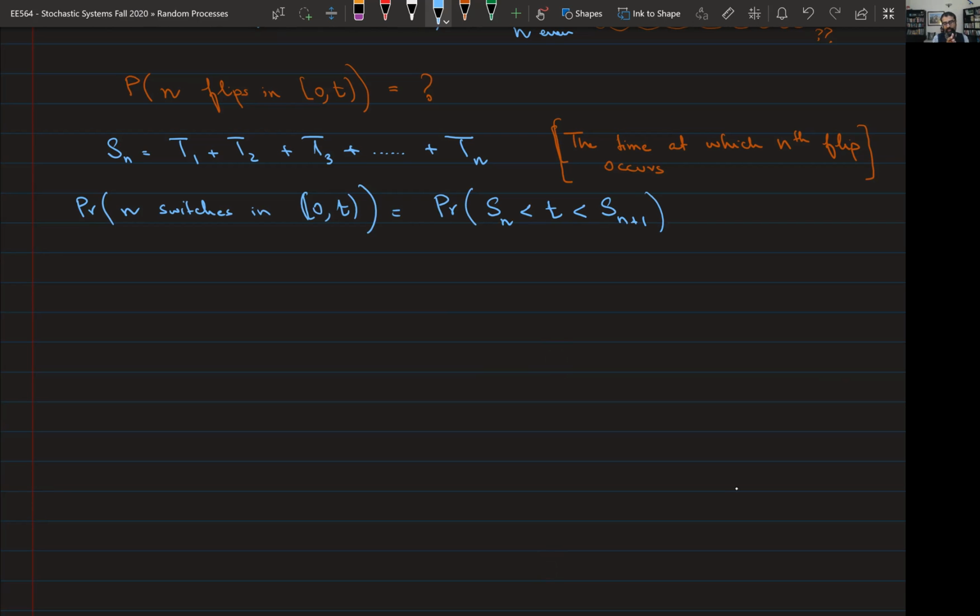That means the time of the nth flip and the time of the n plus 1 flip. So the time of the nth flip must be before time t, and the time of the n plus 1 flip must be after time t, right? So therefore Sn must be less than t, less than Sn plus 1. And there's an if and only if here, right? So there are exactly n switches in this interval if and only if this condition is satisfied, Sn being less than t, being less than Sn plus 1.